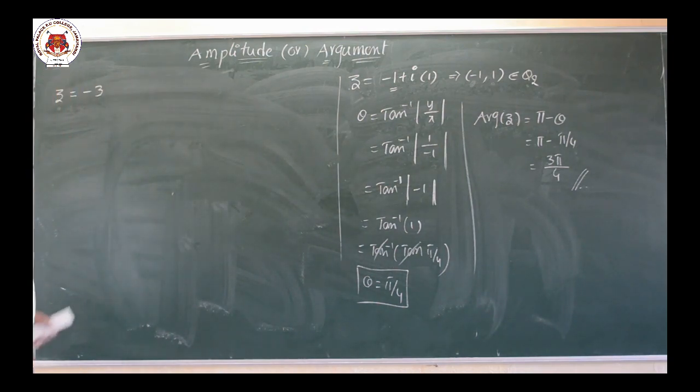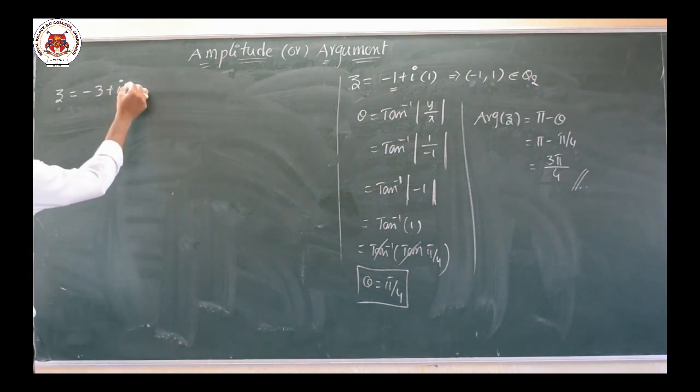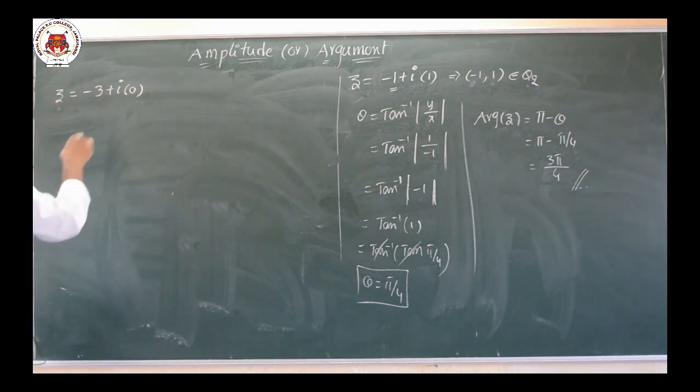Student, there is no imaginary part. No i means no imaginary part. If there is no imaginary part, we must and should write i into 0. So, i into 0 is 0, so 0 plus minus 3 only.